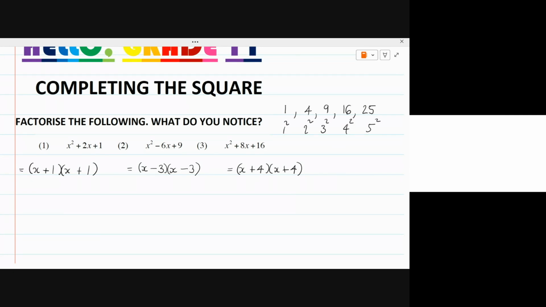So I can rewrite x plus 1 as a perfect square because it's the same thing multiplied by itself. So I can rewrite this as x plus 1 all squared. Right, I can do the same over here. This becomes x minus 3 all squared, and this over here becomes x plus 4 all squared. All right, thumbs up. Are we all happy with this idea? Yes? That the thing we've been given to factorize is indeed a perfect square. So when we factorize this, it gives us a perfect square.